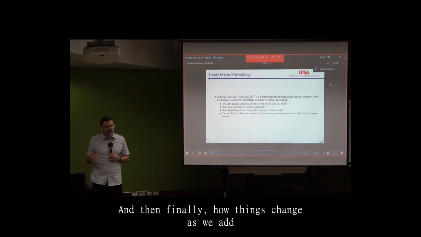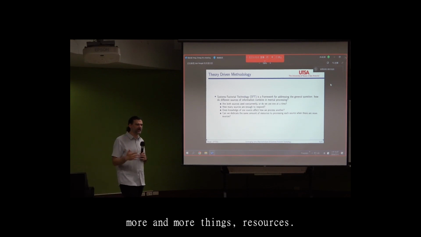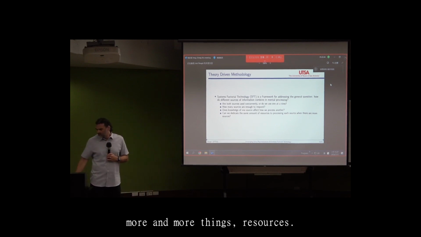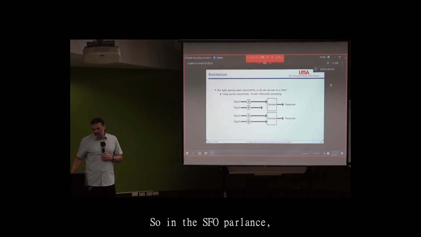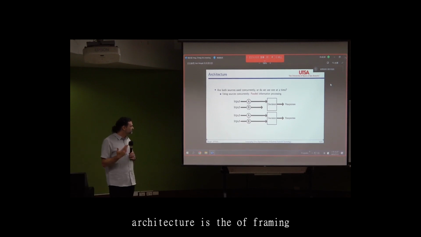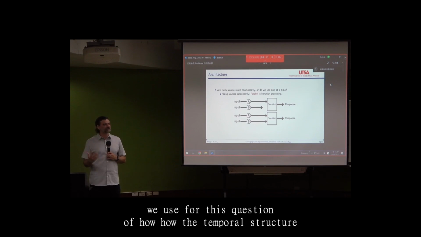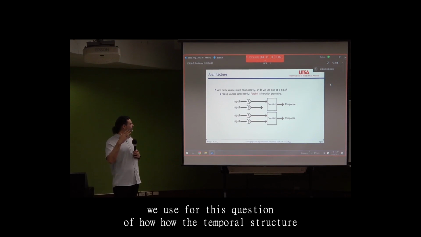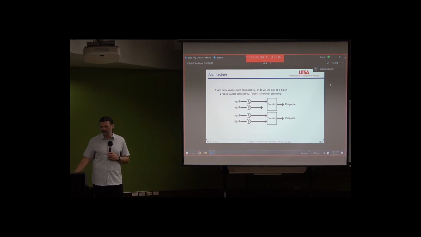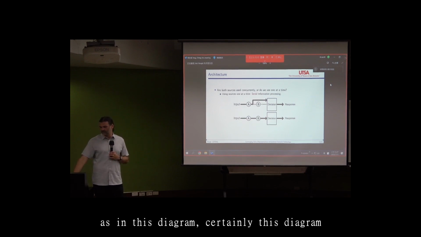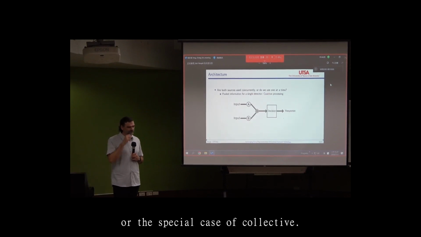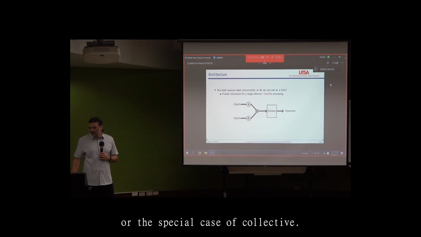And then finally, how things change as we add more and more things or sources of information to deal with. So in the SFT parlance, architecture is the kind of framing we use for this question of how the temporal structure of processing happens, whether things happen in parallel as in this diagram or serial as in this diagram, or the special case of coactive that we've heard a lot about.